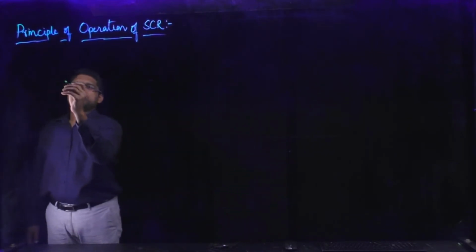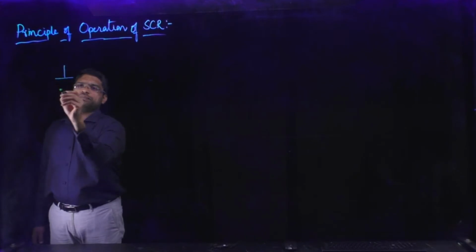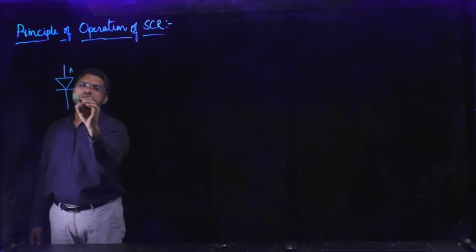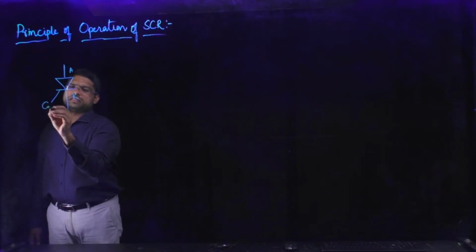Symbolically, SCR is represented like this. It has 2 electrodes called anode and cathode. This is anode and this is cathode, and there is another terminal called gate.